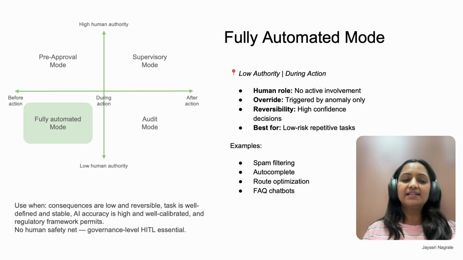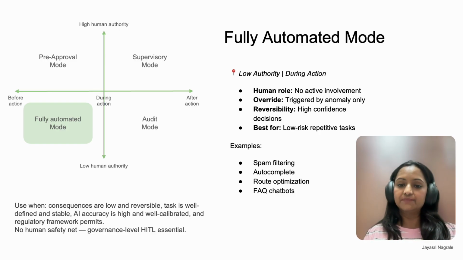And the next one is the fully automated mode, wherein the human has very low authority and the HITL happens either before or during action. So here the human role is almost no active involvement at all. The humans can trigger or intervene only when there is an anomaly. It's usually reversible because the humans can stop the AI only when there's an anomaly, and it is best for low risk repetitive tasks.